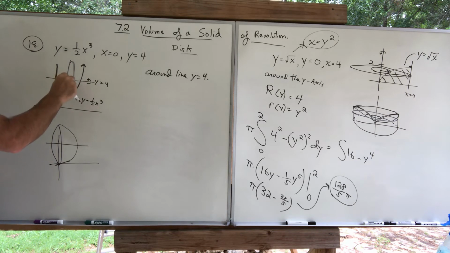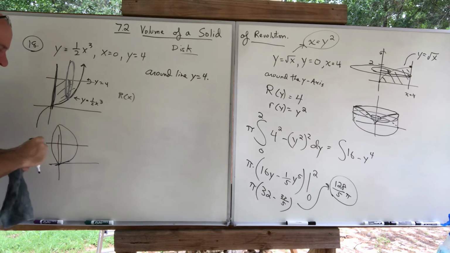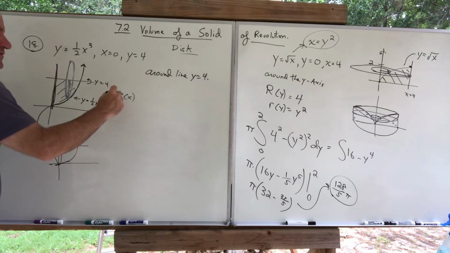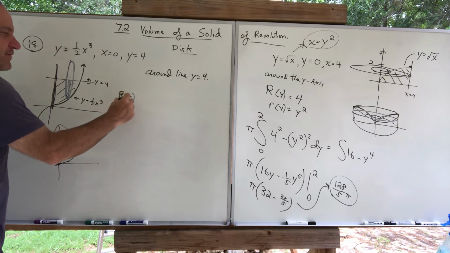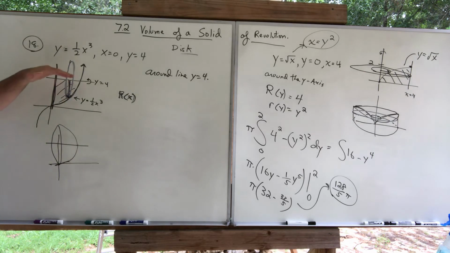And I need the radius of my disk, r of x, which is this distance. I just drew a picture of that radius. I tried to use this color blue. That didn't work too well. I need that. That's the radius. You draw your radius from the axis of revolution to the outer edge of your shape.